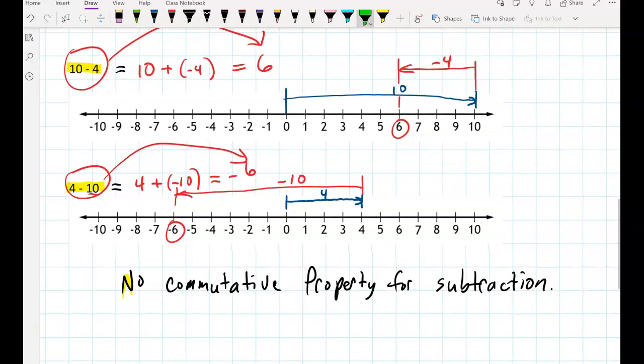But what I do want you to notice is that if you reverse the order, this one was 6, this one was negative 6. If you reverse the order, you get the opposite, which is an interesting idea. Anyway, that's all I've got for you today. The commutative property of addition, not subtraction.